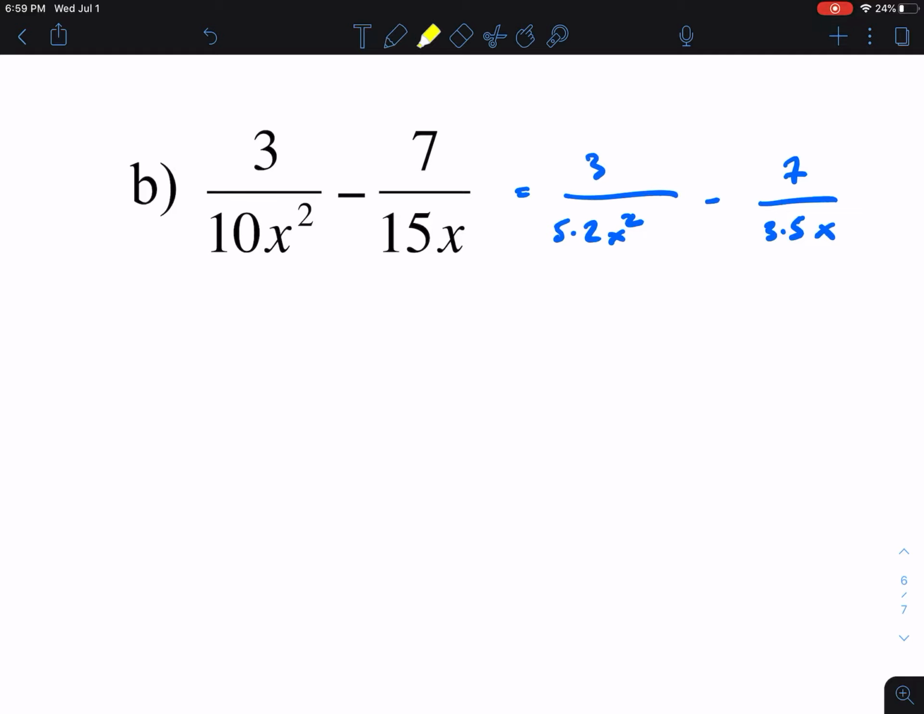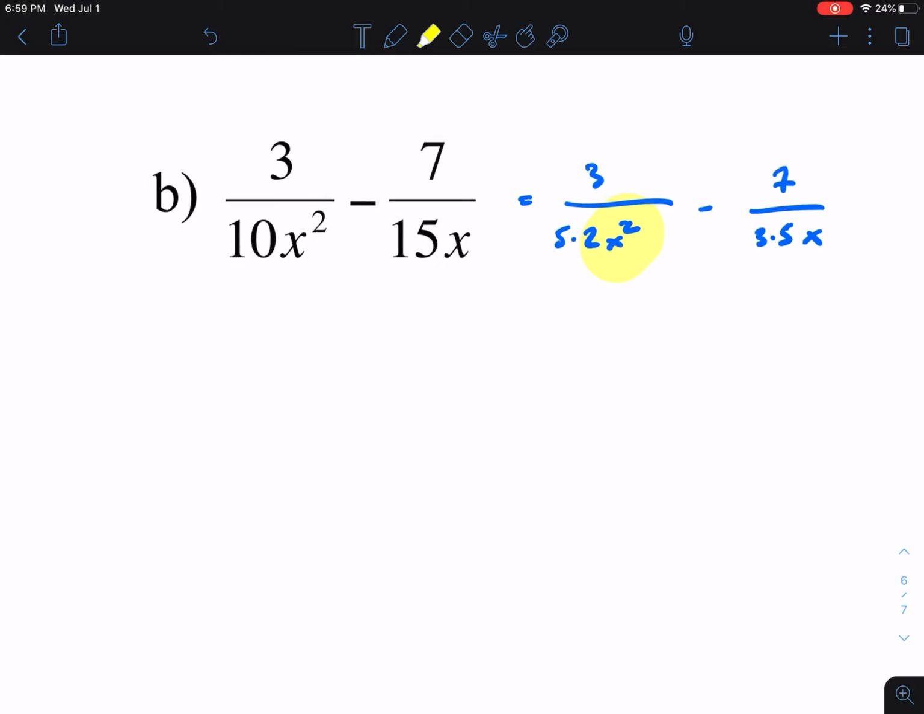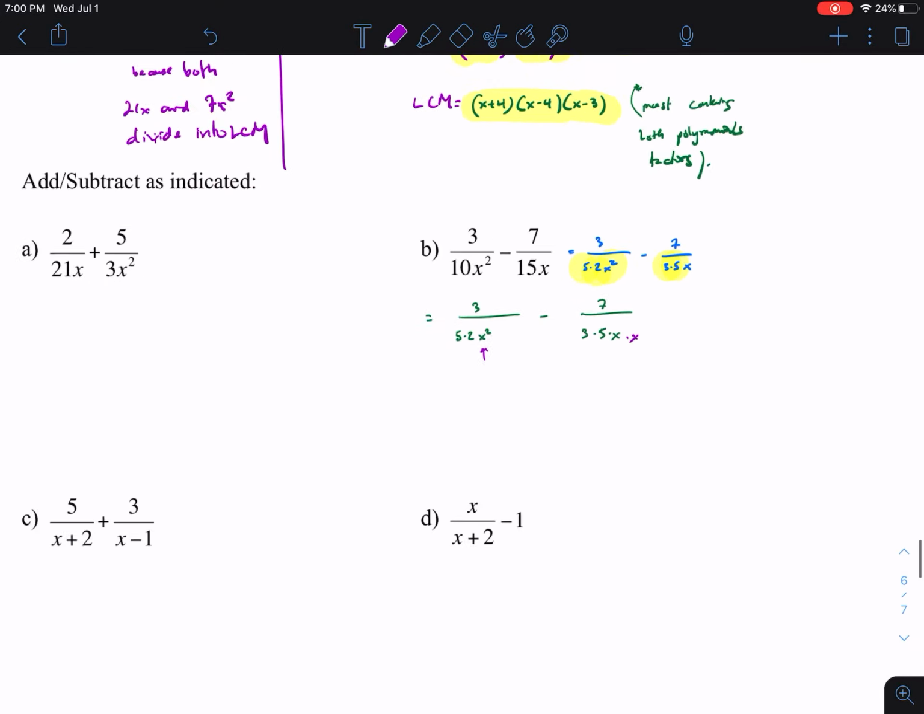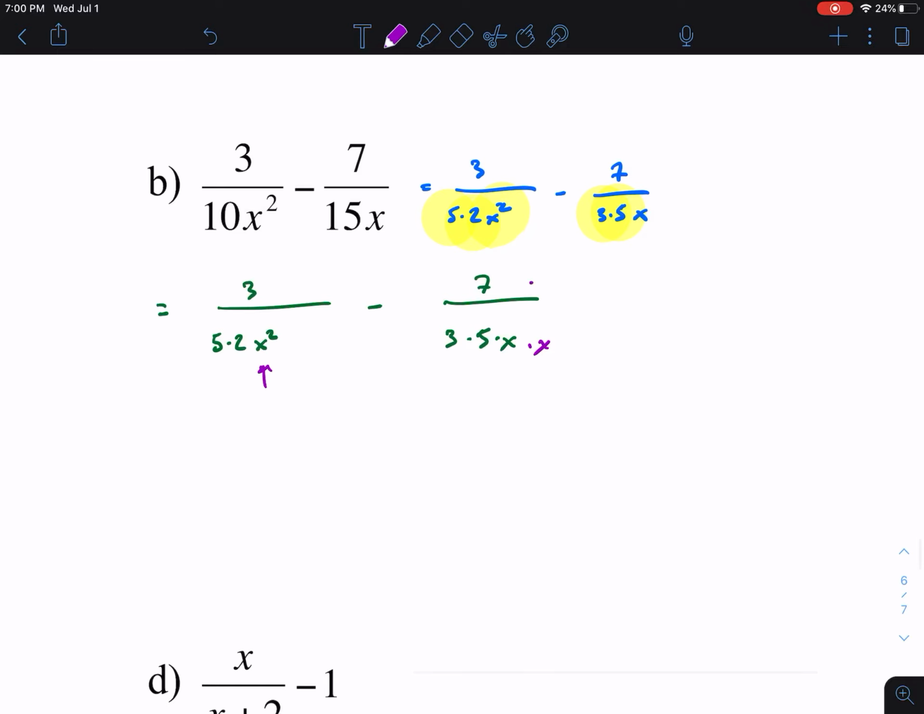The LCM must have both of these factors, so it must contain x squared, must contain 3 and 5, and 2 as well. So we can try to play match. What do I need to do to make these two denominators match? Let's start with the variable. This one has an x squared, this one doesn't, so we can times it by x. But if we times the denominator by x, we need to times the numerator as well. So top and bottom, times by x.